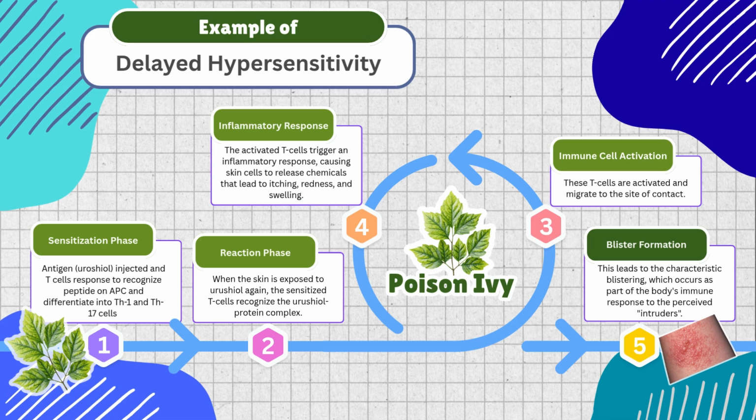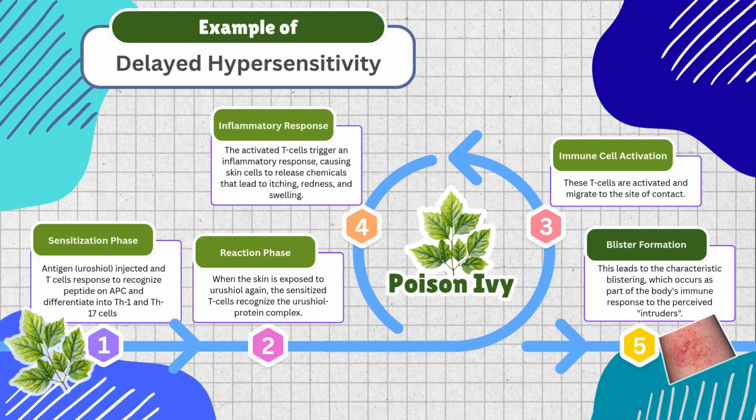When the skin is exposed to urushiol again, the sensitized T cells recognize the urushiol protein complex. Third, immune cell activation. These T cells are activated and migrate to the site of contact. Fourth, inflammatory response. The activated T cells trigger an inflammatory response, causing skin cells to release chemicals that lead to itchiness, redness and swelling.